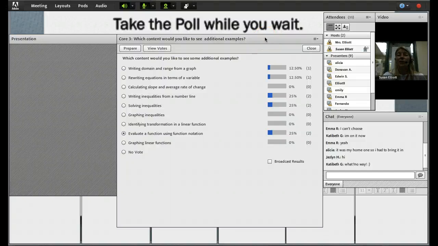I just want to give you guys all a fair chance. So it kind of looks like writing inequalities from a number line, solving inequalities, and evaluating using function notation are the big ones. So it looks like inequalities give you guys a little bit of trouble. And then function notation. Actually, now function notation is in the lead with solving inequalities. So unless there are some changes in the next 20 seconds before we get started.